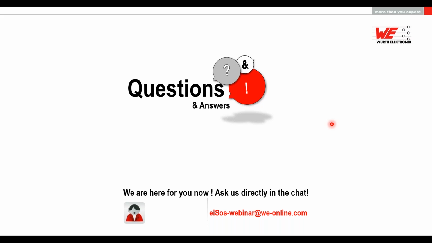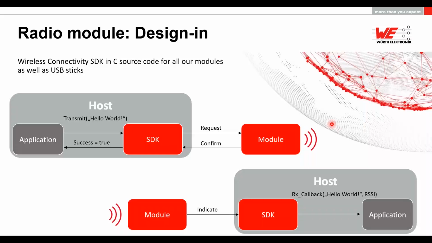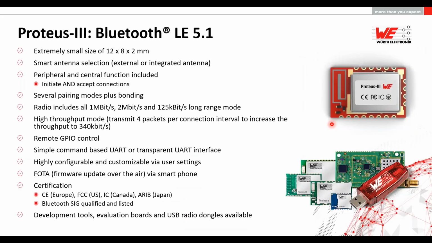Okay, so now we will have a look at the other questions. Aditya, I just saw the next question. What is the output power of the Bluetooth module? So I think it's about the Proteus-III. Yeah, the Proteus-III has a peak transmit power of 4 dBm, and the transmit power is of course configurable. Okay. So short question, short answer.